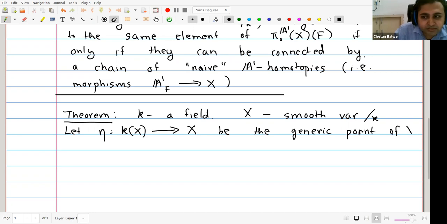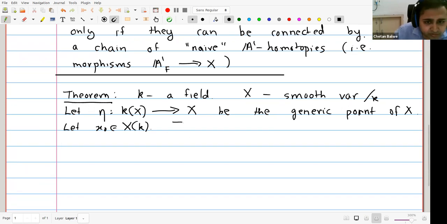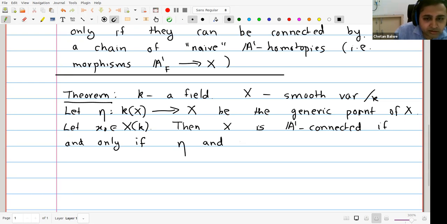Generic point of X. And let x naught be a point of X of K. So first, I am assuming that there are K rational points. And then X is A1 connected if and only if eta and x naught map to the same element of pi naught A1 of X of K(X).